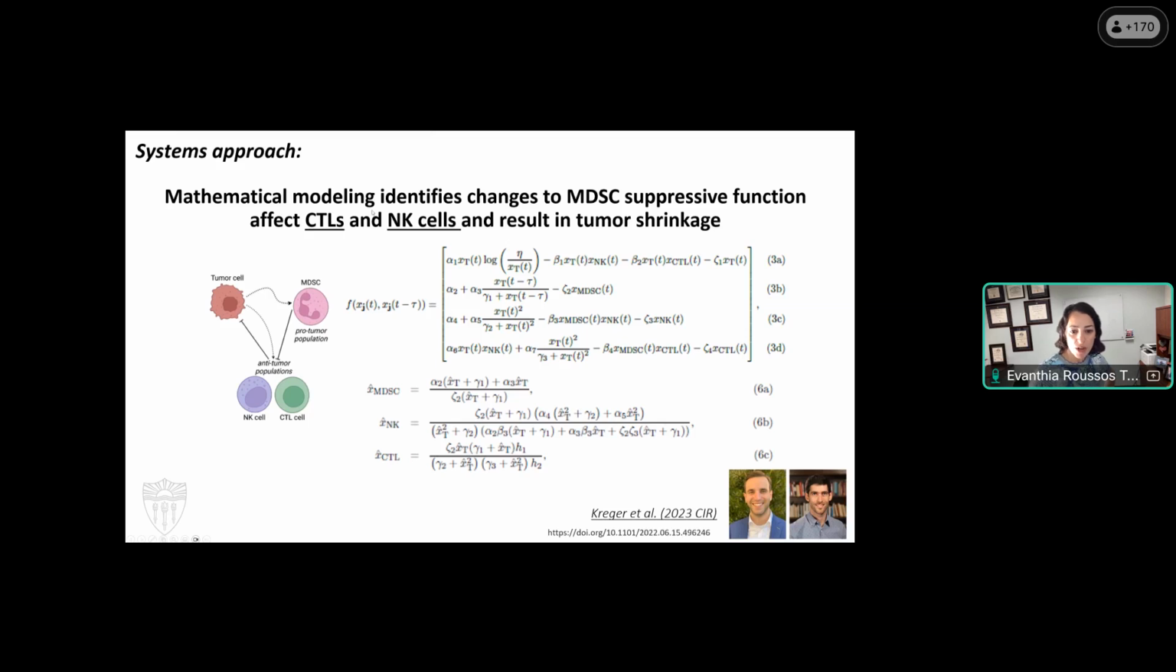So this math model was derived to ask this question, and we did this in 2023 and tested it on published patient cohorts for clinical trials, and indeed found that when you specifically modulate MDSC suppressive function on the CD8 T cells and on the NK cells, you do see a significant shrinkage in tumor.